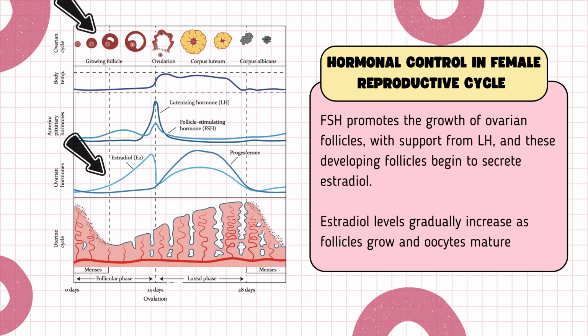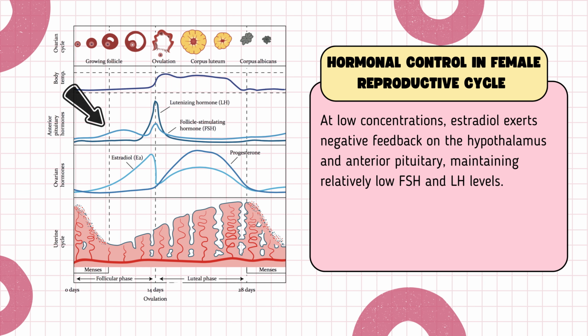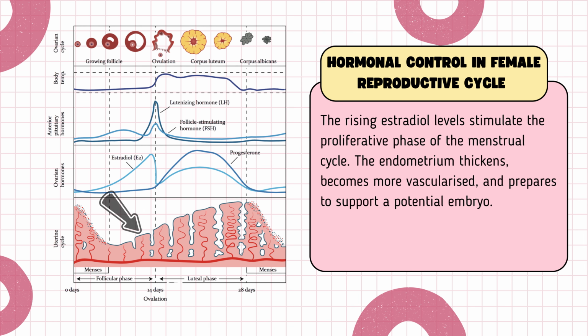Although several follicles begin to develop in each cycle, typically only one becomes dominant and reaches full maturity, while the others degenerate. At low concentrations, estradiol exerts negative feedback on the hypothalamus and anterior pituitary, maintaining relatively low FSH and LH levels. During the follicular phase, the rising estradiol levels stimulate the proliferative phase of the menstrual cycle. The endometrium thickens, becomes more vascularized, and prepares to support a potential embryo.